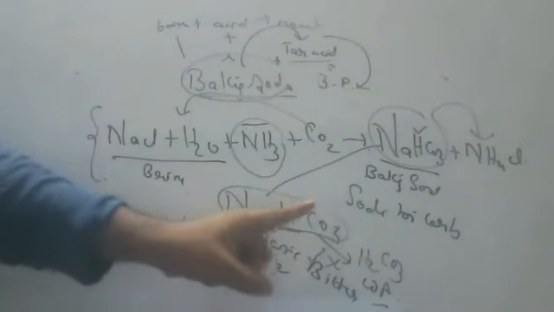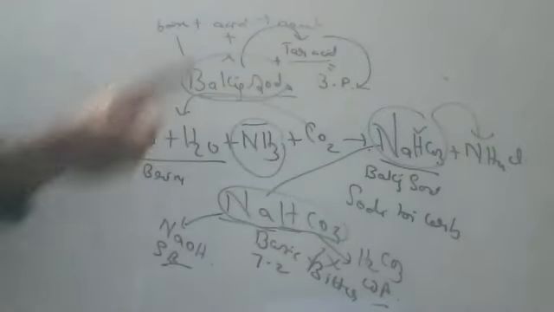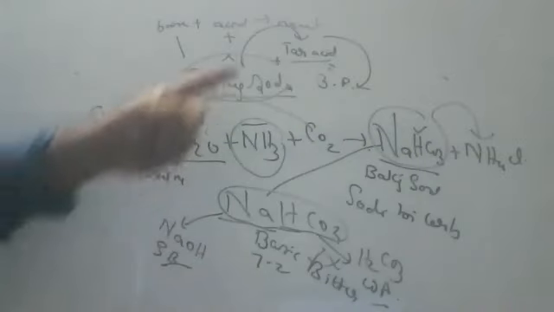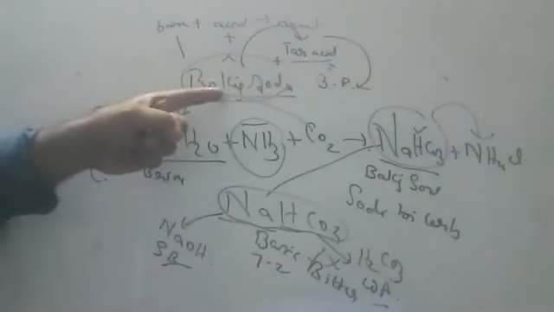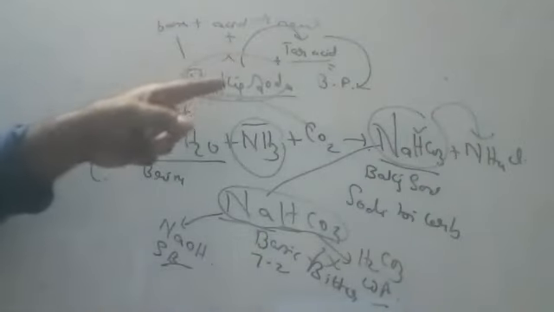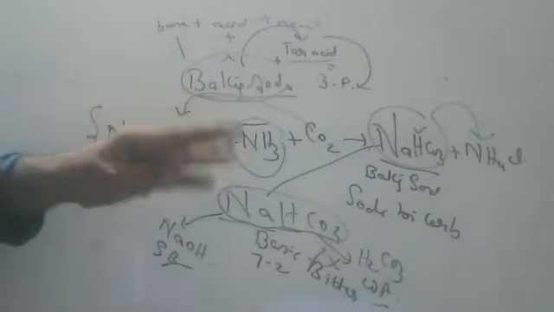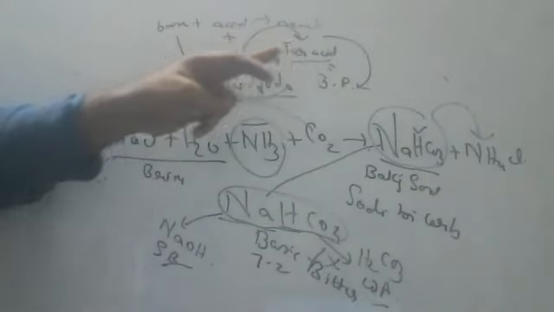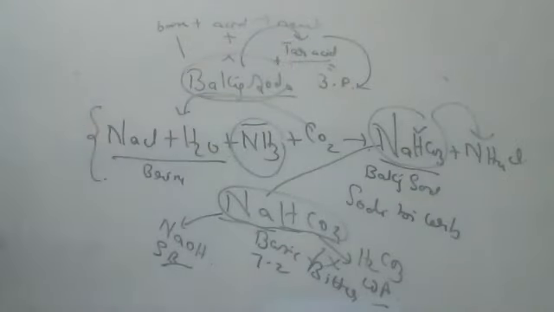To remove the bitter taste of the base, we add tartaric acid. What will tartaric acid do? It will neutralize the bitter taste of baking soda, and once we add tartaric acid to baking soda, it is now called baking powder.